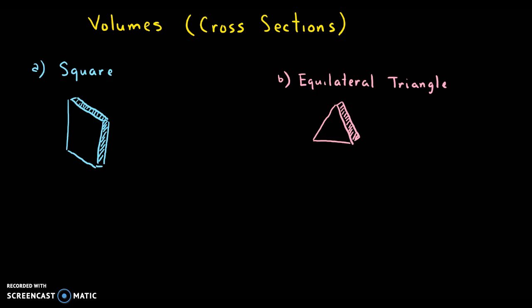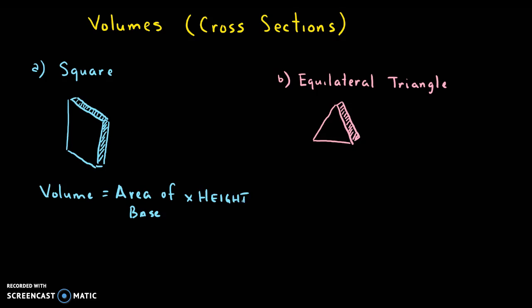But in this video I'm going to focus on these two shapes that you see right here, the square and an equilateral triangle. So what I want to do is find the volume. Let's start off with the square. I want to find the volume of this square. Now, to find the volume, we know that the volume is always equal to the area of our base times the height of our shape. Alright, so that's the basic idea for finding volume.